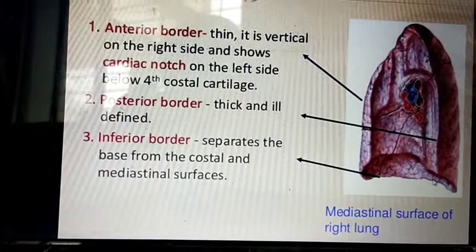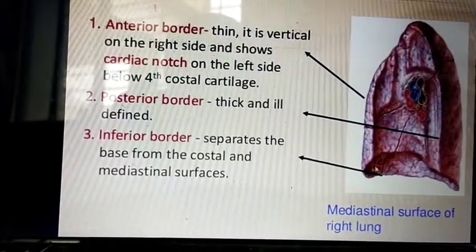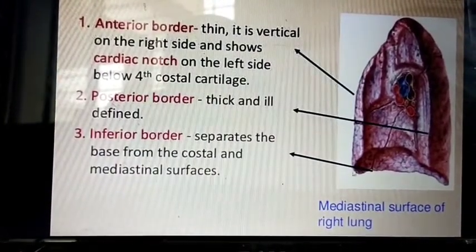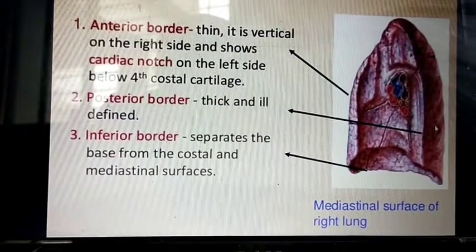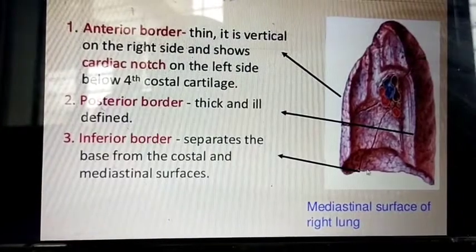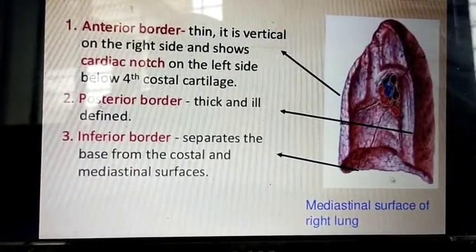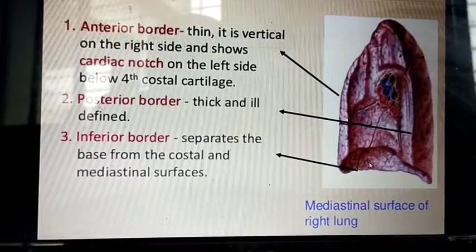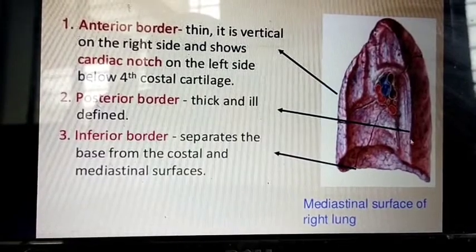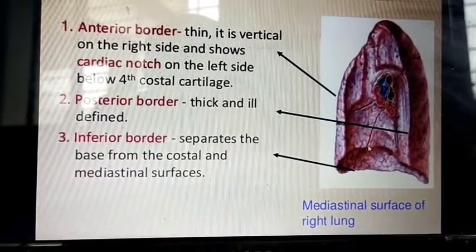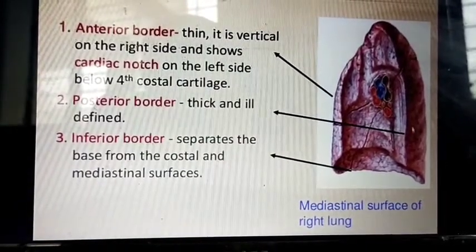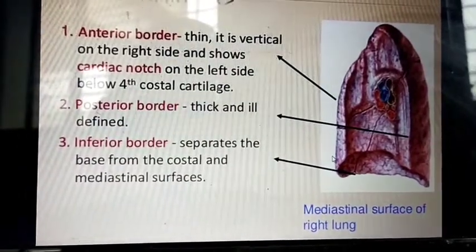Then the inferior border. This is the inferior border. It separates the base from the costal and mediastinal surfaces. This is the costal surface, this is the mediastinal surface, and this is the inferior border. What is the main function of this inferior border? It separates the base from the costal and mediastinal surfaces. It makes the separation, the inferior border.